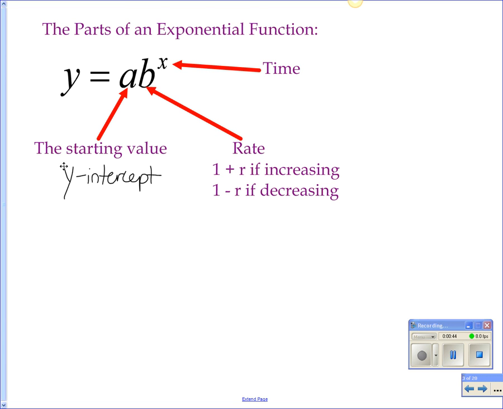And right here, we talked about this a little bit the other day. In this spot, sometimes we'll put 1 plus R, and sometimes we'll put 1 minus R. So how about putting parentheses around that? Sometimes we'll put 1 plus R, sometimes we'll put 1 minus R. What does R stand for? Rate, okay? R stands for rate.